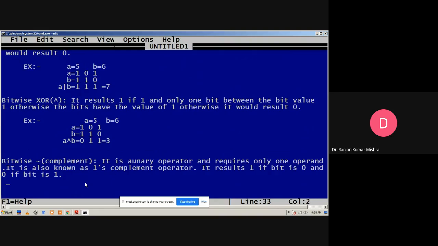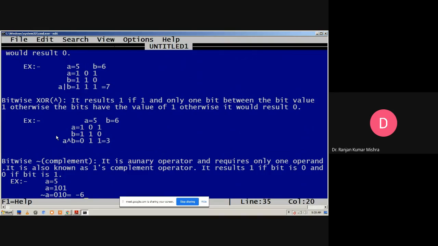Now we can see an example. Suppose a equal to 5. When we convert this into binary format, it is 101. Now we can use the complement of A. It will convert 0 to 1 and 1 to 0. So 1 will be converted into 0, 0 will be converted into 1, and 1 will be converted into 0. So what will be the result? Minus 6.